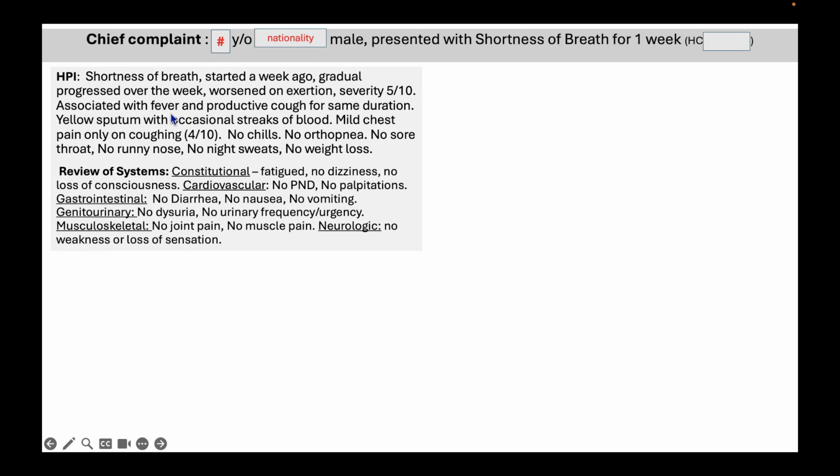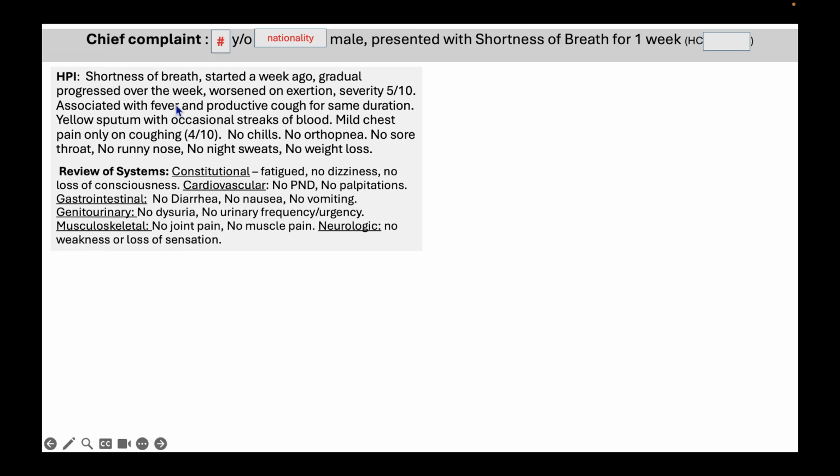So it was associated with fever. You would ideally analyze this fever. I wrote over here the same duration, but for how long? Is it high grade, low grade? Did the patient measure it? Is it the kind of fever that comes every few days? Is the fever more in the morning or at night? Basically, analyze the fever, okay?